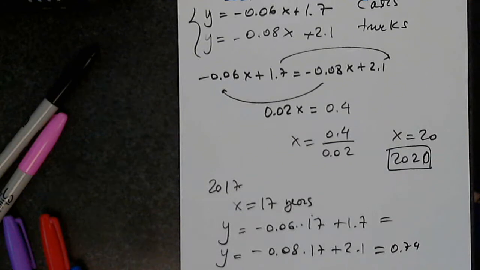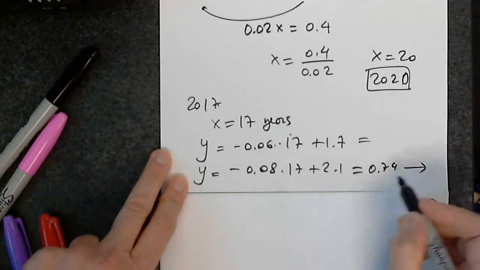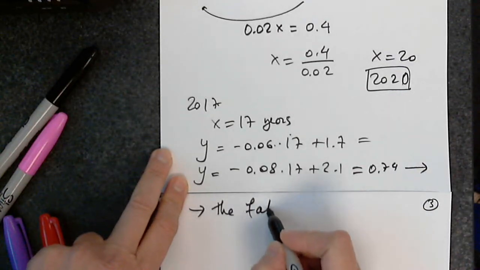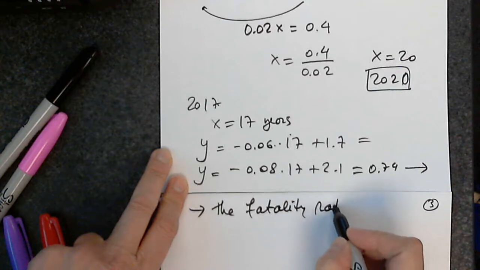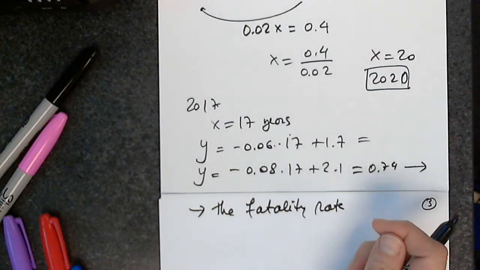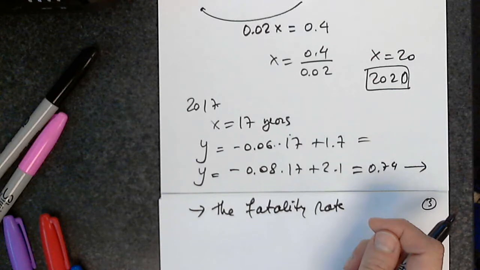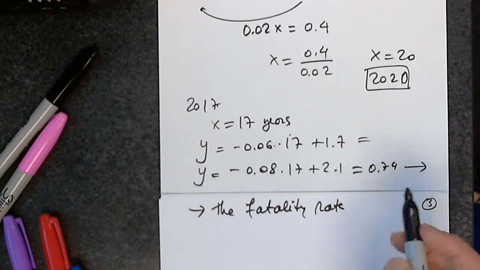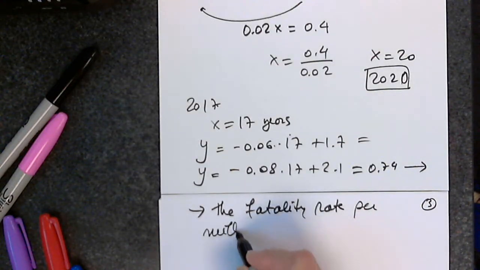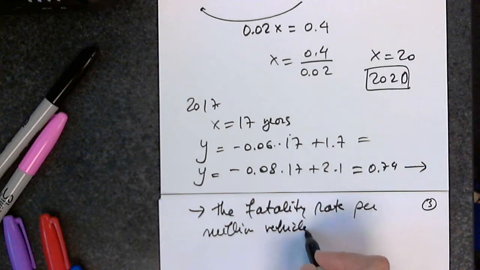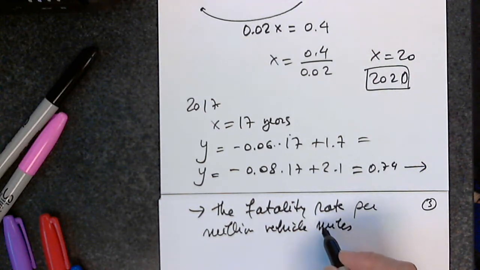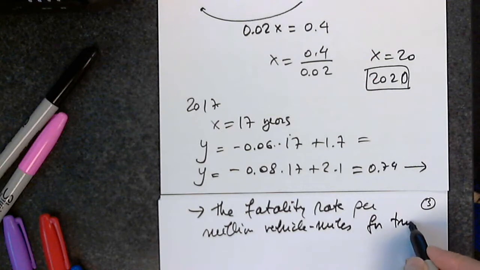And now the measurement unit. One more time, the measurement unit is the fatality rate. I have to write the whole thing. This is the fatality rate per million vehicle miles for trucks.